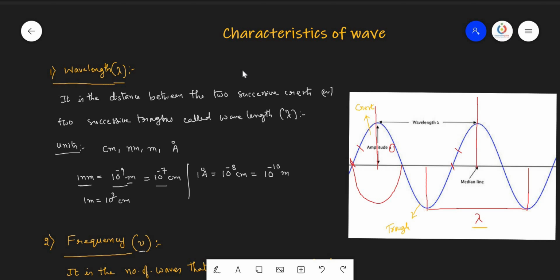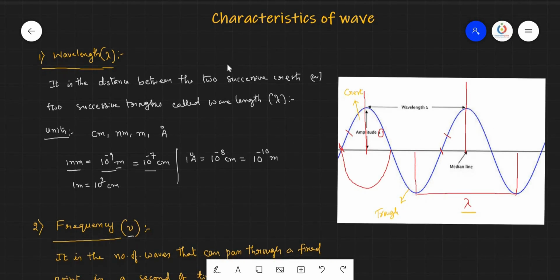Okay, dear students, today we shall discuss the characteristics of the wave. In that, some characteristics are there. The first one is wavelength. It is the distance between two successive crests or two successive troughs, called simply wavelength. It is denoted by the symbol lambda.